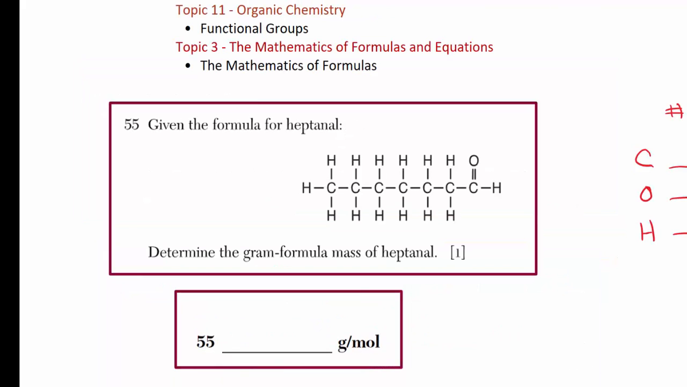Question 55. Given the formula for heptanal, and they have a big giant formula here, it's a structural formula of an organic compound, so you would think at first glance this is an organic chemistry question, and it is, but look at what they're asking. Determine the gram formula mass of heptanal. So we really have to add up the masses of all these individual atoms. So this is really a mathematics of formulas and equations question. We're calculating a gram formula mass.